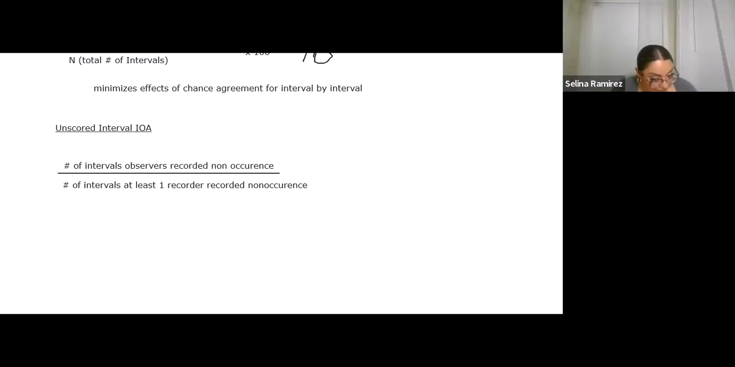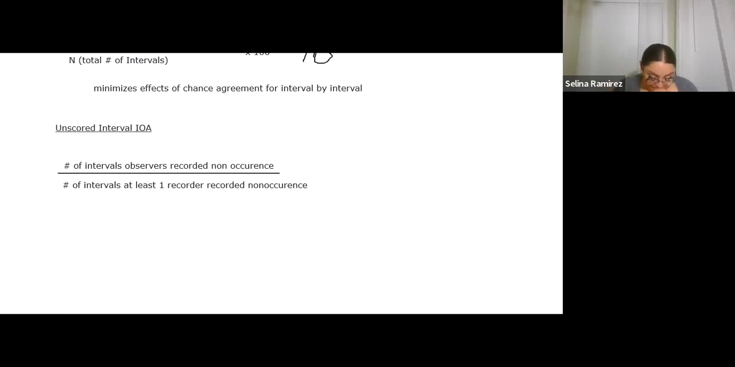Okay, so figure 5.5 on page 116. The unscored interval IOA is calculated using only those intervals in which either observer recorded the non-occurrence of the behavior. So for this one, let's go through the intervals. We want to see a 0 in either one of those intervals.